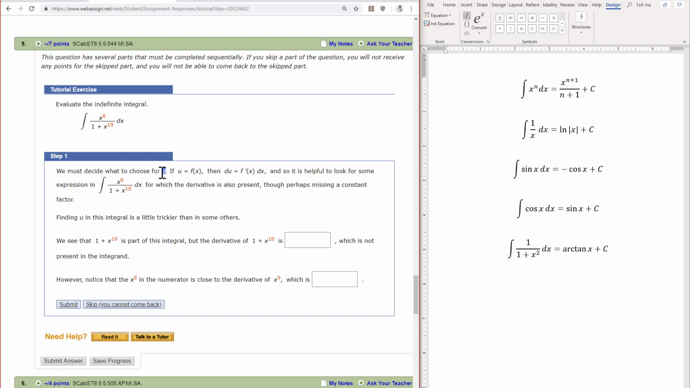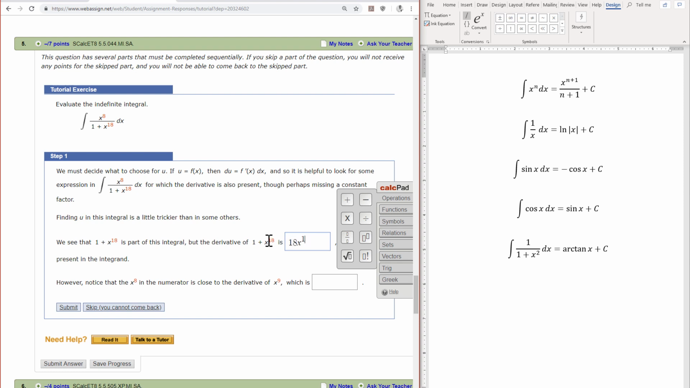We decide on what u is going to be equal to, and hopefully the derivative of that will be somewhere in the expression and will be present. Finding u in this integral is a little trickier than some others. We're going to see that 1 plus x to the 18th is part of the integral, but the derivative of this thing is not a very nice expression. The derivative of this is going to be 0 plus 18 times x raised to the 18 minus 1, which is 17, which is not present.